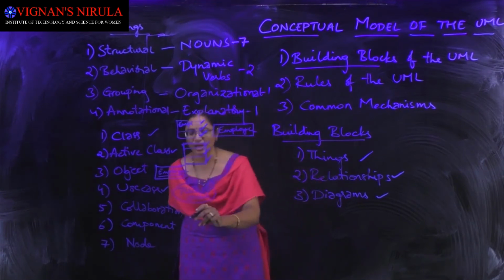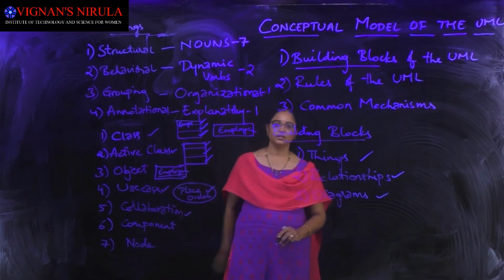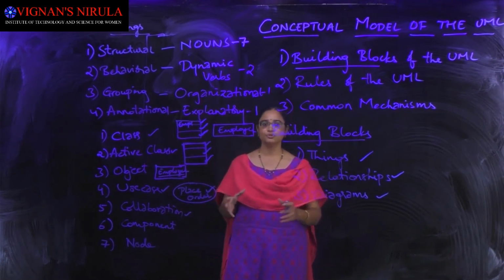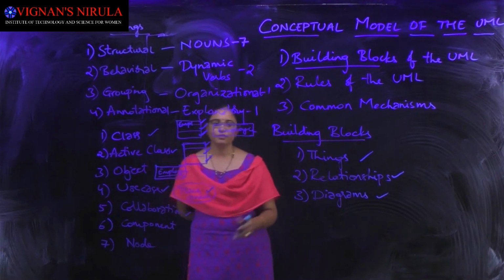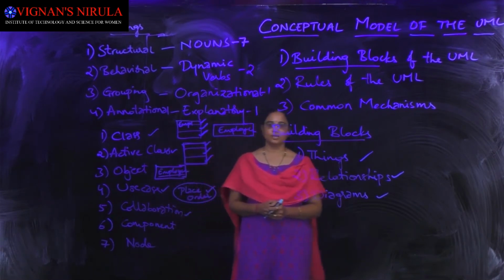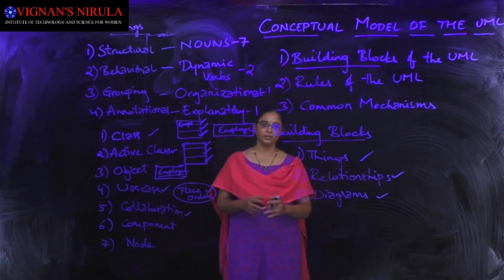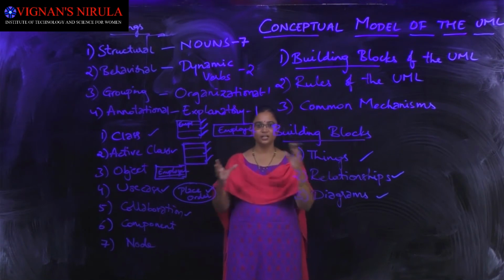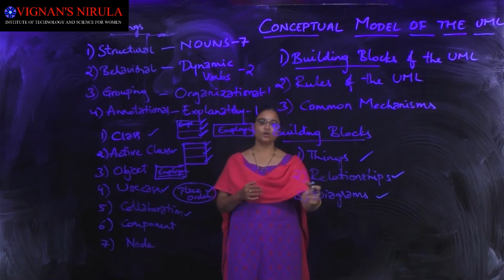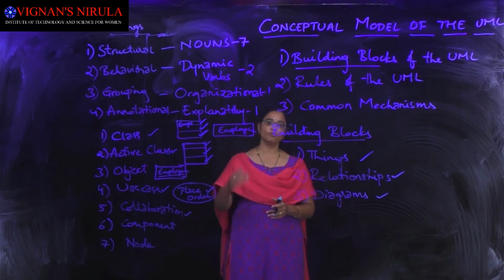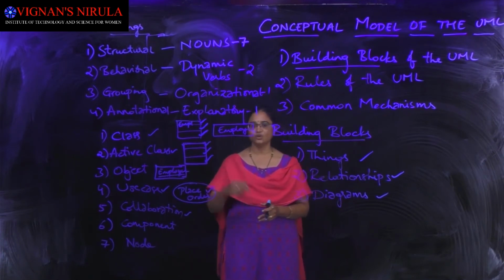Next, coming to the collaboration. What is meant by collaboration? Collaboration represents a society of roles used to combinedly give a behavior of a particular system. It means, suppose you consider an example of our college. Here we have multiple roles like student, staff, principal, chairman. These are the different roles. These combinedly, as a society of roles, give the behavior of a particular college, meaning how we run the college. If you want to represent such types of activities, you can use this collaboration.